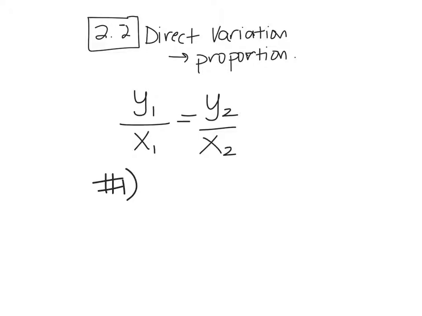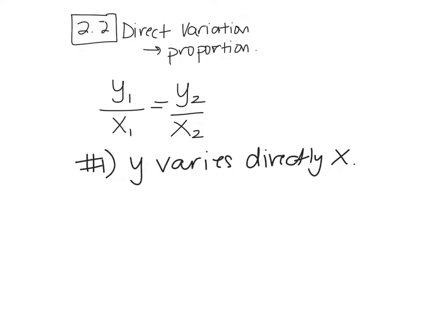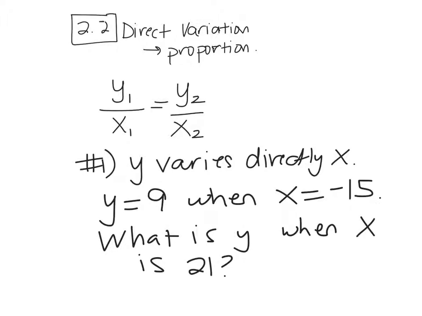Very, very quick. All right, it says here that y varies directly with x. They have to tell you that. It's just going to be true for all of them today. They all vary directly. They don't vary inversely or jointly or anything like that. So it says that y is equal to 9 when x is negative 15. And they want us to find out what is y when x is 21. Okay?